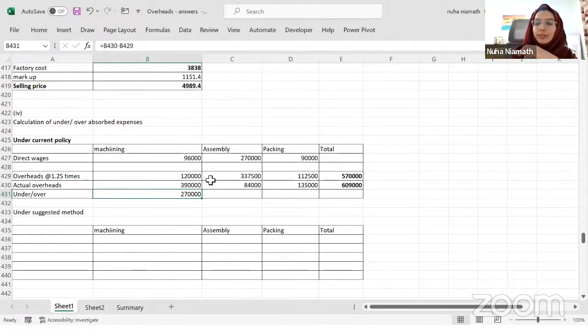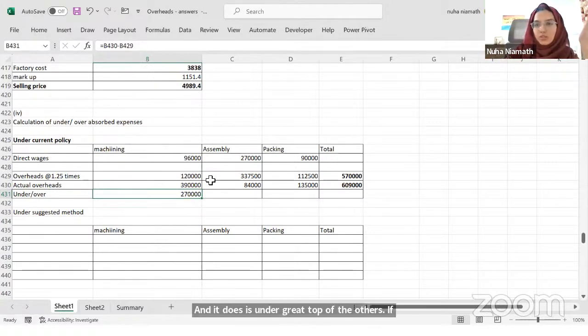Ranjita says under, great. How about the others? If your actual overheads incurred are more than what you've absorbed, then what you've absorbed is lesser, right? So it is under absorbed. So that means 2,70,000 is under absorbed.